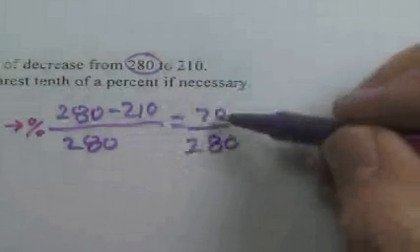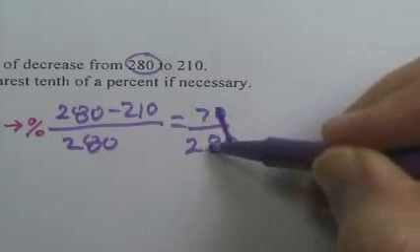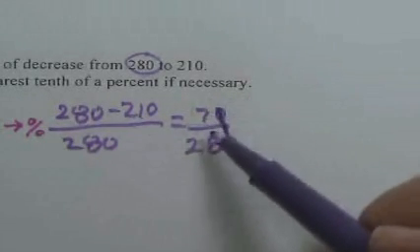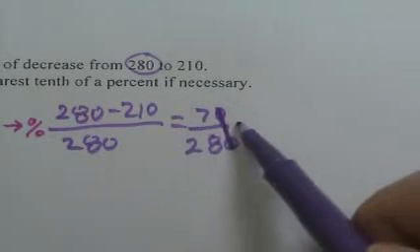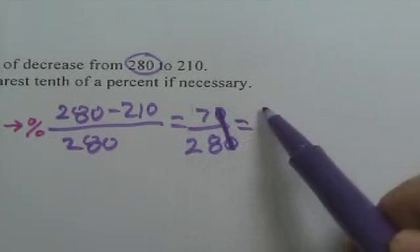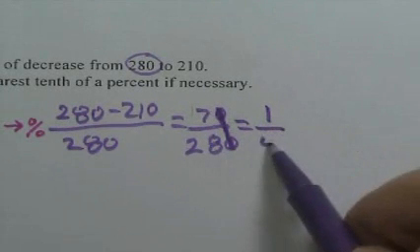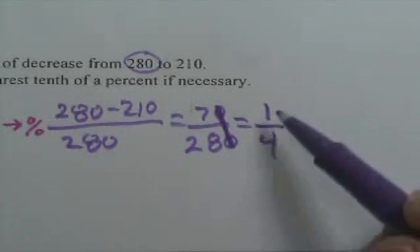Well, first of all, 10 goes into 70 and 80, right? Can we agree on that? 10 goes in there 7, 10 goes in there 28. All right, so now I need to divide 28. Oh, wait a minute. 7 goes into 28, right? 7 goes into 7 once, and 7 goes into 28 4 times. So I have 1/4. I change that to a percent.